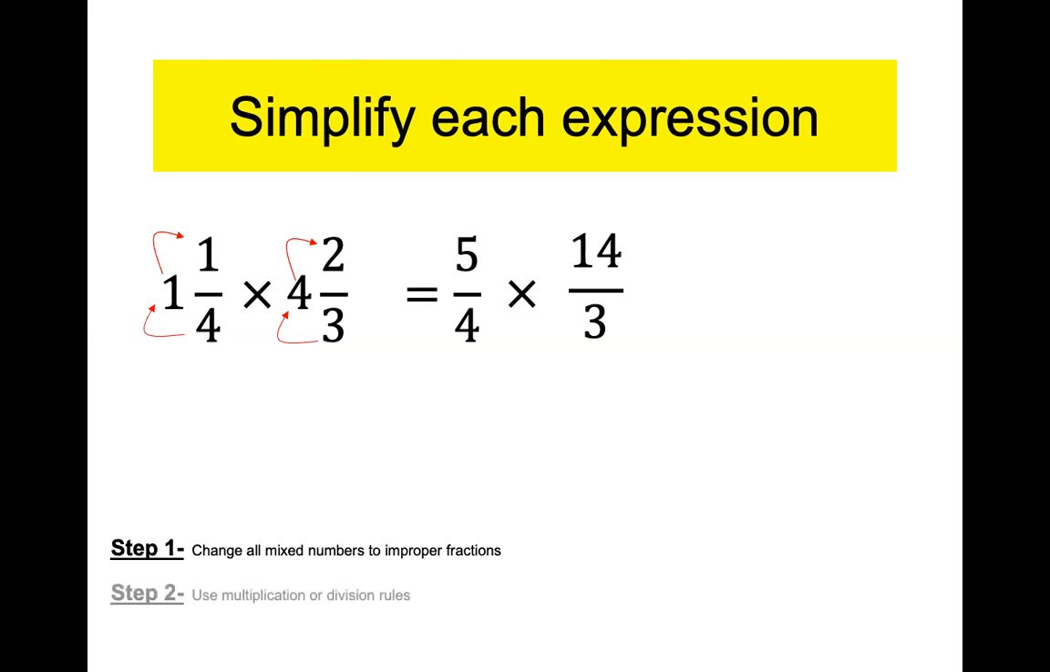Okay, so 2 goes into 4 2 times. Okay, so I'll reduce that. 2 goes into 14 7 times. Multiply straight across. 5 times 7 is 35. 2 times 3. So we get 35 over 6. 6 goes into 35 how many times? 5 and then 5 left over 6.